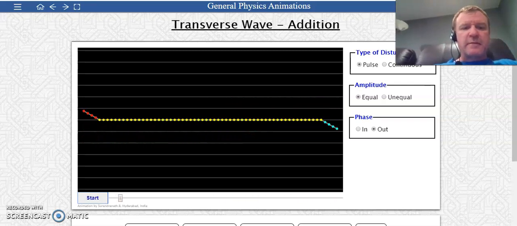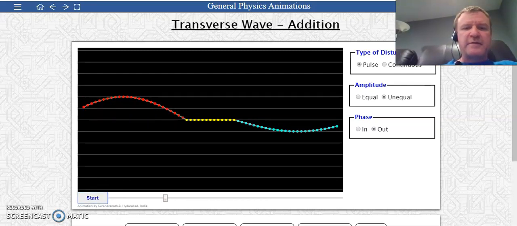All right, now I'm going to stop that. I'm going to do unequal amplitudes. Okay. So now the red has an amplitude of 2, the blue has an amplitude of 1. I'm going to get to a point where they're completely overlapped.